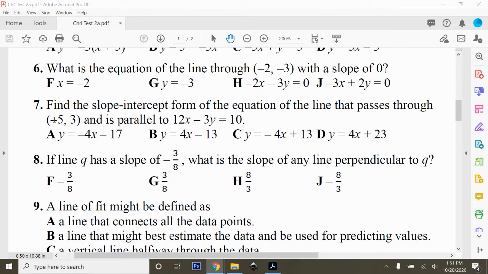6. What is the equation of a line through the point (negative 2, negative 3) with a slope of 0? F, x equals negative 2. G, y equals negative 3. H, negative 2x minus 3y equals 0. Or J, negative 3x plus 2y equals 0.